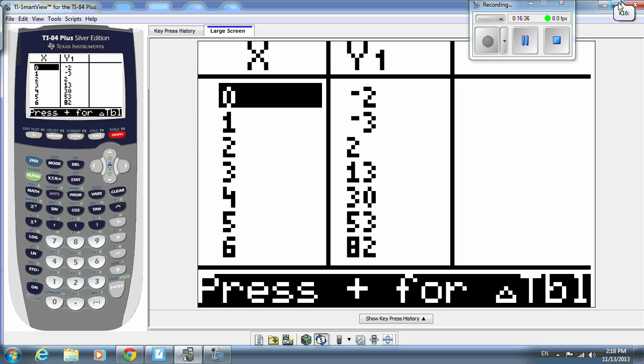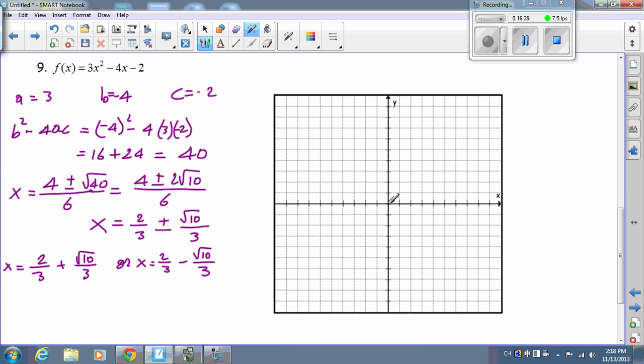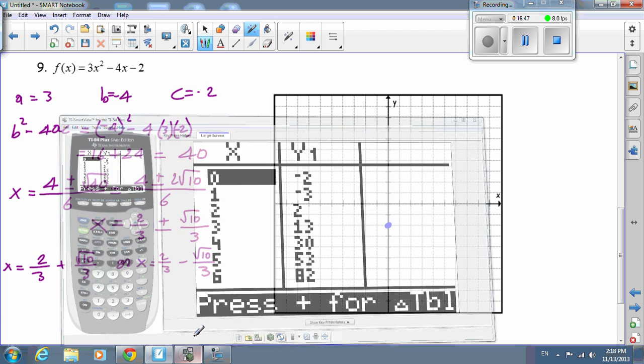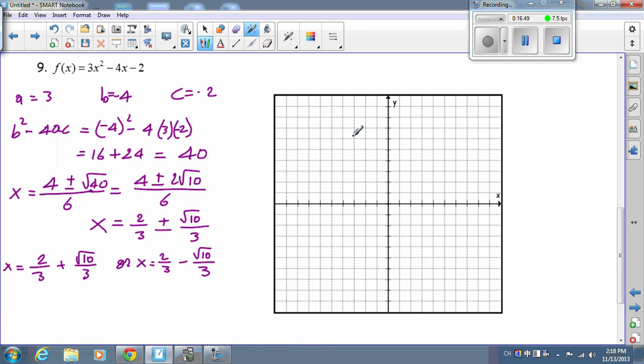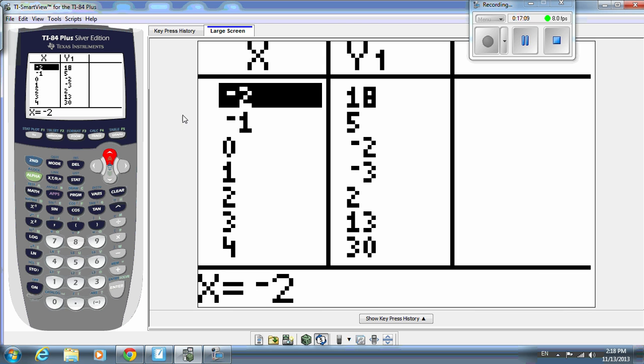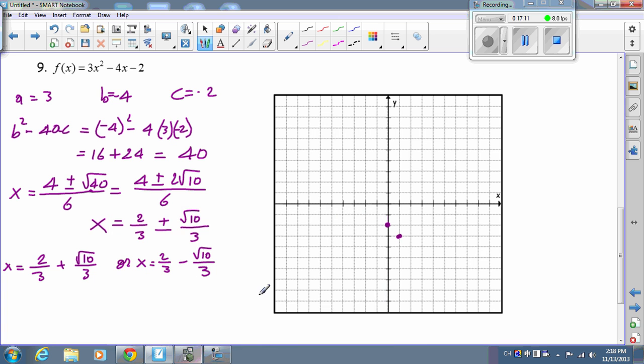Well, on my graph at 0, I need negative 2, so I will put a point there. Another point is the point 1, negative 3. Well, 1, negative 3, I need to put another point. So I have 1 here, 1 here. All I need is 4 points, and I'm trying to get points around the vertex. So I will go also on negative numbers. Negative 1 is 5.